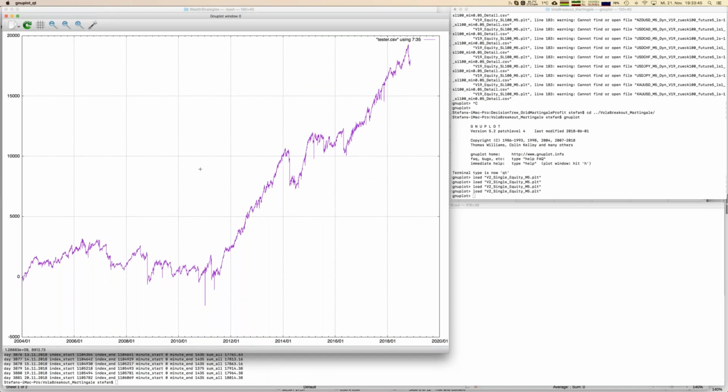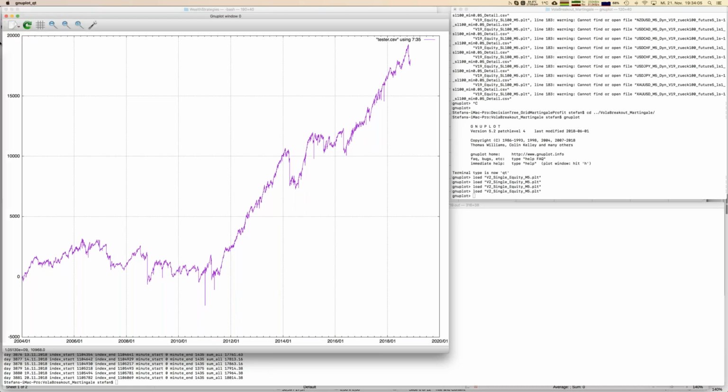And what can we conclude? Funny enough, during the financial crisis, the strategy didn't lose that much money. But after that, we have a good hit here. So that works well. So that's how the strategy is.